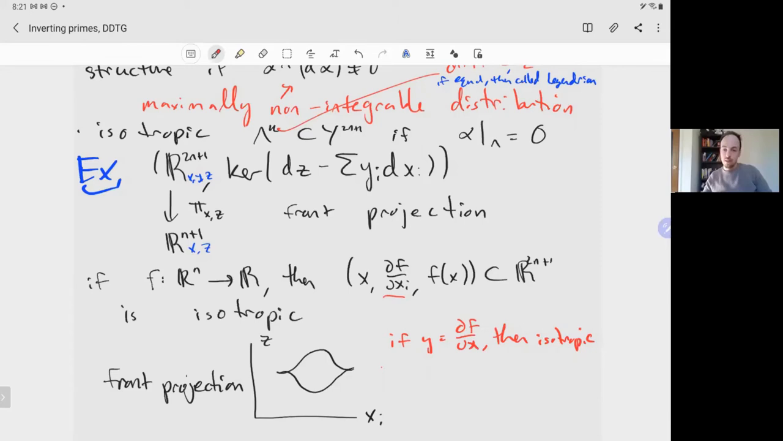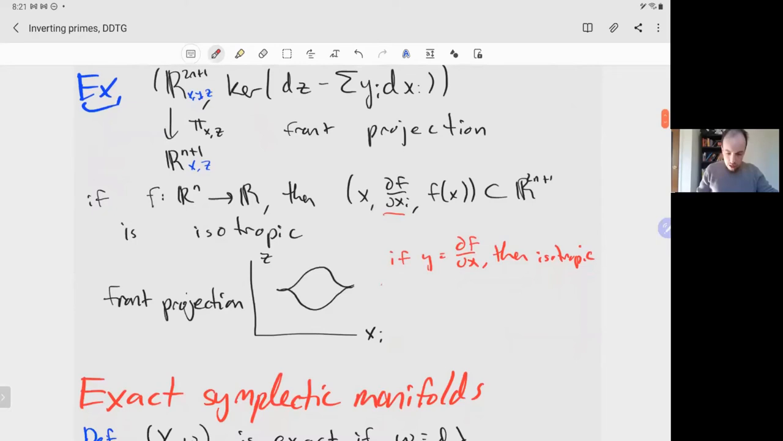Conversely, I could draw any kind of diagram like this where I have these cusps. Even though that looks singular in the front projection, it will actually lift to a smooth Legendrian, and the y coordinate will just be determined by the partial derivatives of the graph. So basically this front projection is just a good way for us to get a handle on isotropics.